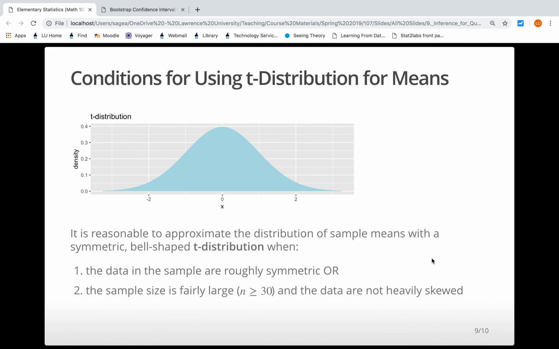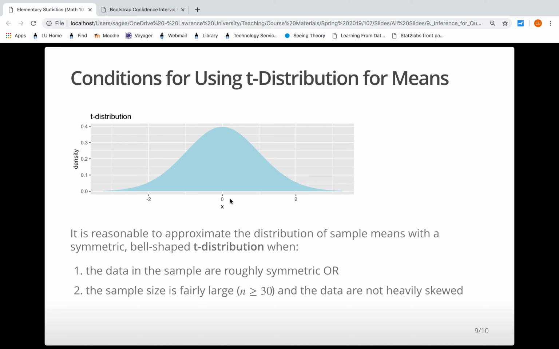The fact that these distributions are nice and symmetric will allow us to use a symmetric distribution to perform inference, just like we did for categorical data. Before we used a normal distribution or a Z distribution. When we're working with quantitative data, we'll use a T distribution. A T distribution is very similar to a normal distribution.